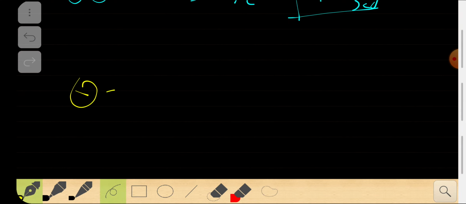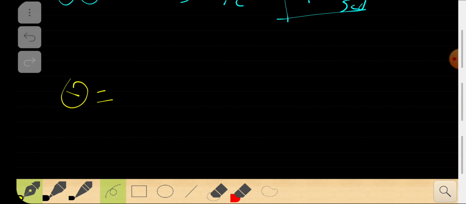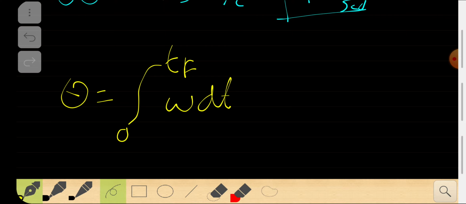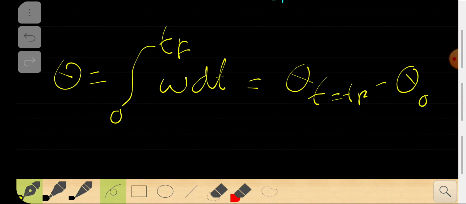So it's not that equation, it is that graph. The area under this graph will give you the theta angle. So theta will be equal to the integral from 0 to tf of omega dt, right? So that's theta, which is the theta final minus theta initial. Theta at t equal to tf minus theta of 0, right? So that's the actual difference in angle. That's the angle right there.